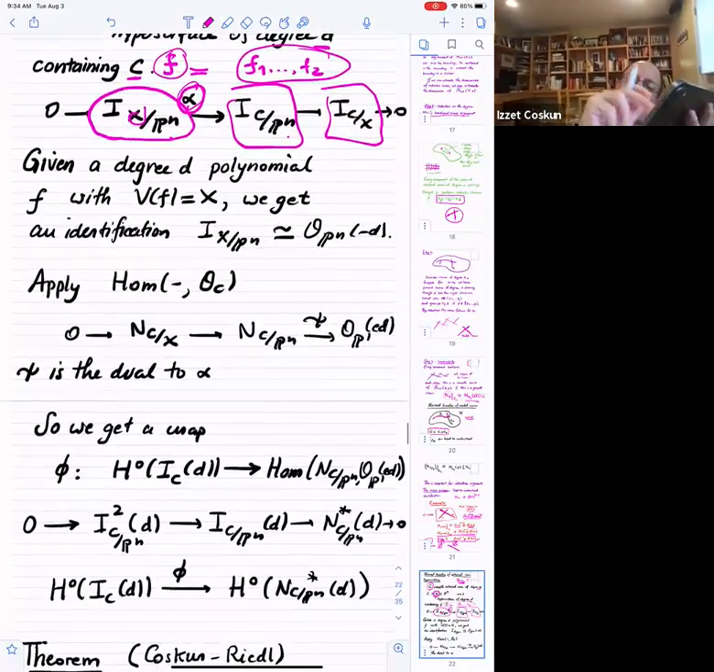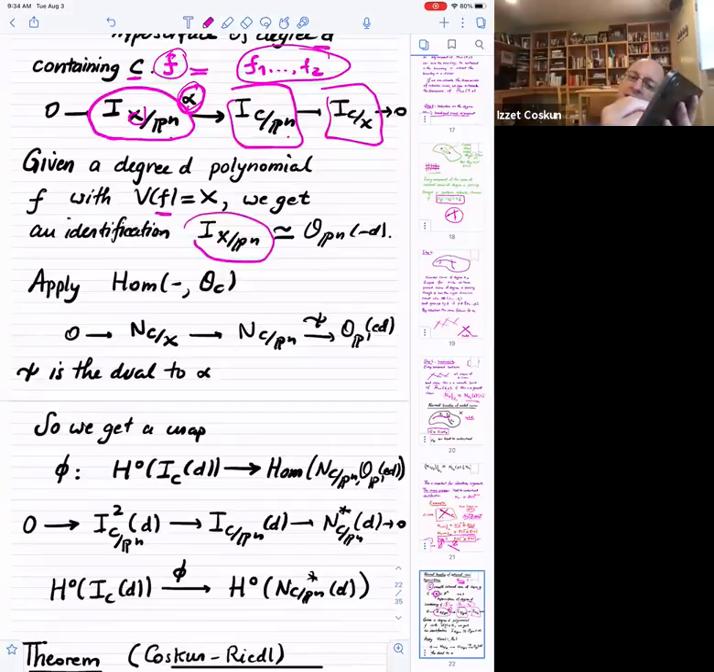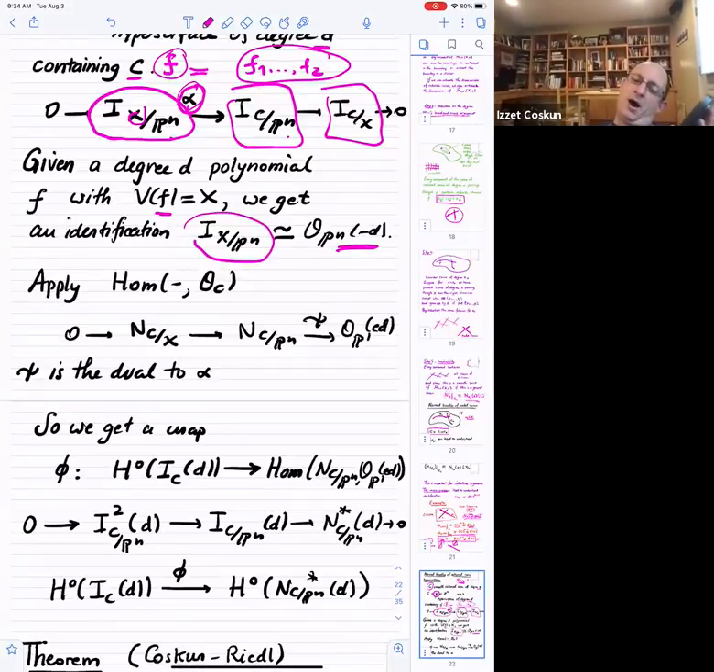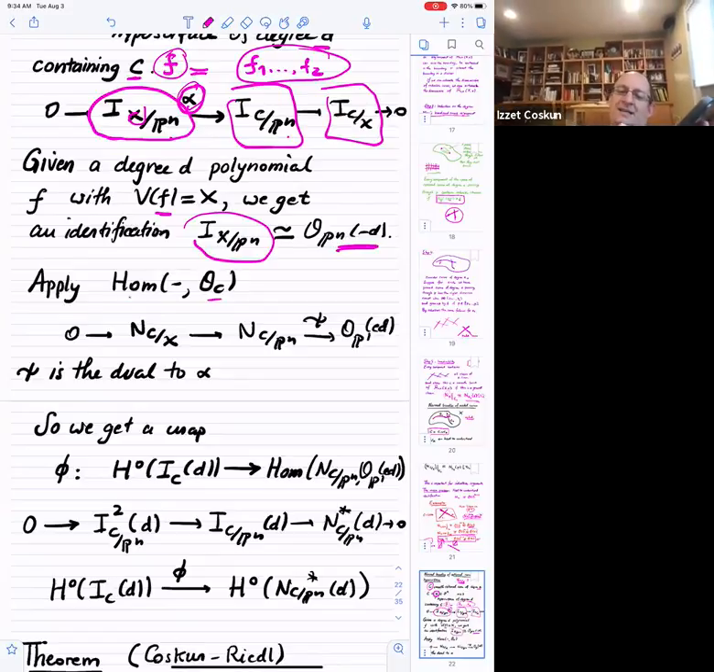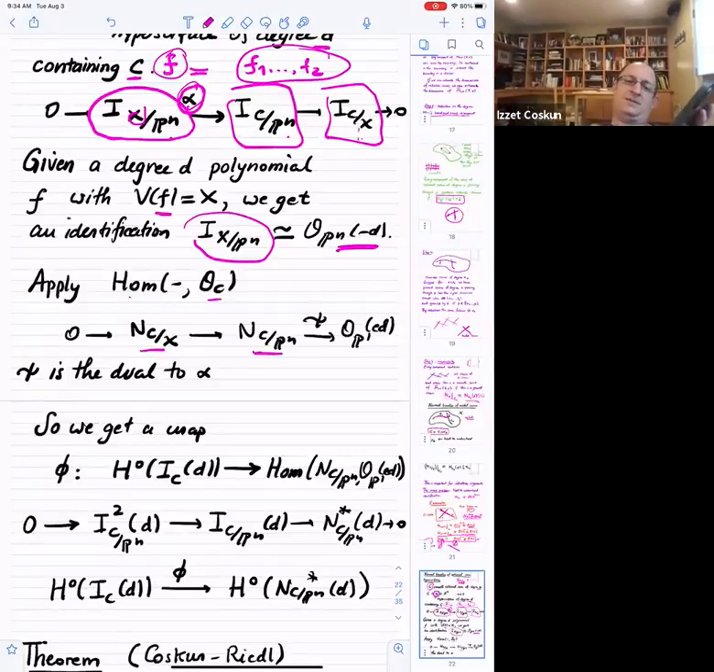So, if you choose a particular equation, of course, you get an identification of the ideal of X in Pn with O of minus D. All right, so let's apply Hom blank to OC. Then you see this becomes the normal bundle of C in X. This becomes the normal bundle of C in Pn, and this becomes the normal bundle of X in Pn restricted to C, if the curve has degree E.